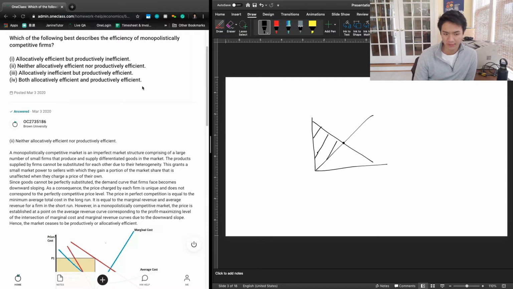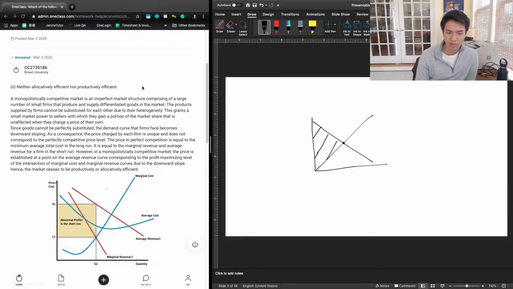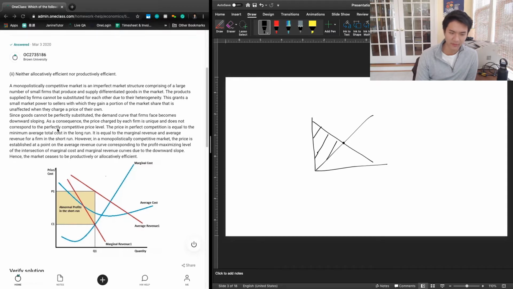Since goods cannot be perfectly substituted, the demand curve that firms face becomes downward sloping. As a consequence, the price charged by each firm is unique and does not correspond to the perfectly competitive price level. The price in perfect competition is equal to the minimum average total cost in the long run, which is also equal to marginal revenue and average revenue for a firm in the short run. However, in a monopolistically competitive firm, the price is established at a point on the average revenue curve corresponding to the profit-maximizing level, the intersection of marginal cost and marginal revenue, due to the downward slope. Hence, the market ceases to be productively or allocatively efficient.